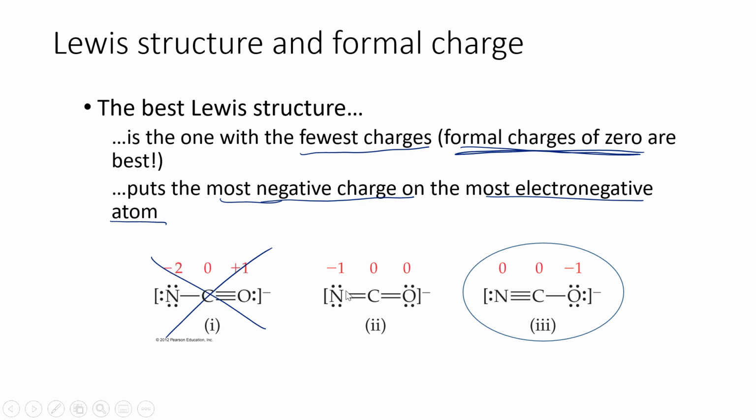And if you compare option 2 and option 3, you have to have a -1 formal charge in here somewhere, and you can either place that on the nitrogen or on the oxygen. And if you look at your periodic trends, you will notice that oxygen is the most electronegative element of those 3. So if there has to be a negative charge somewhere, it should go on the oxygen.